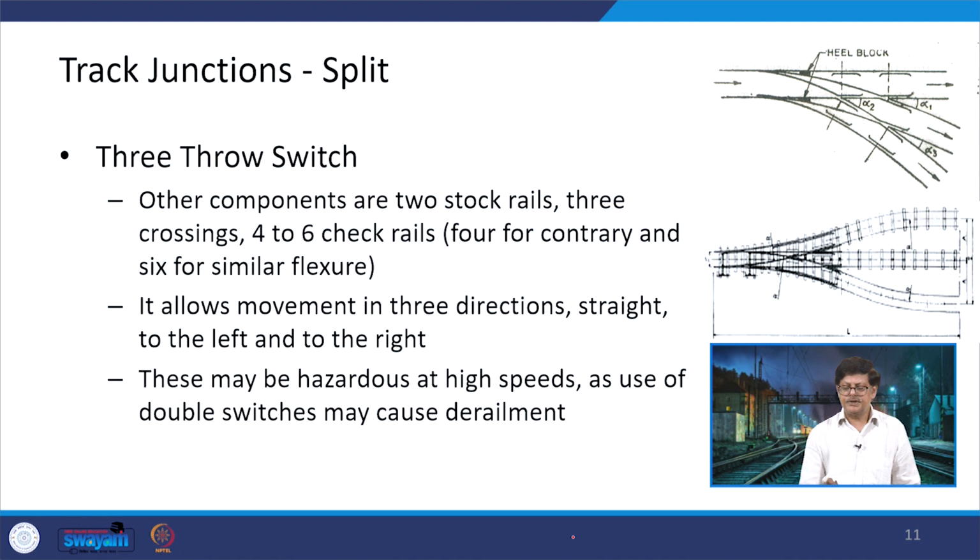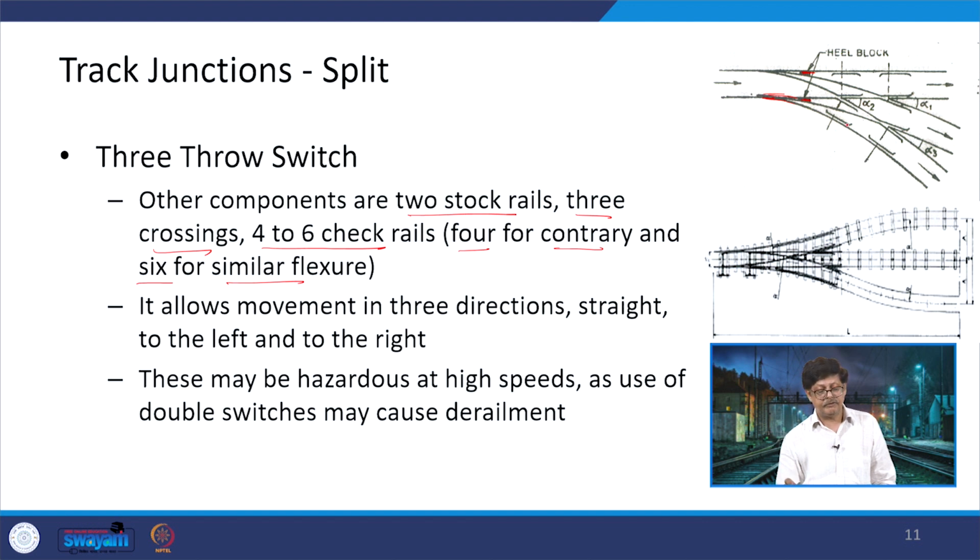The other components are two stock rails, three crossings, and 4 to 6 jack rails. It all depends on what type of flexure is being given. If it is a contrary flexure, then it is 4. If it is similar, then there can be 6 such jack rails. You can see here that we are providing the heel block at this location. Similarly, for the other case also it will be required.